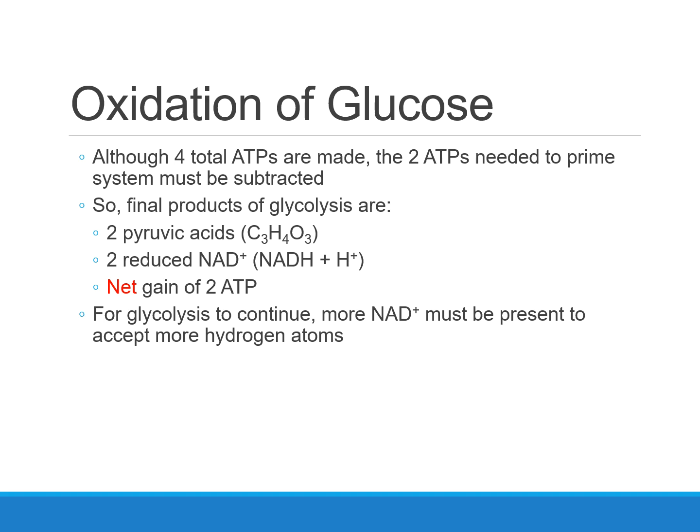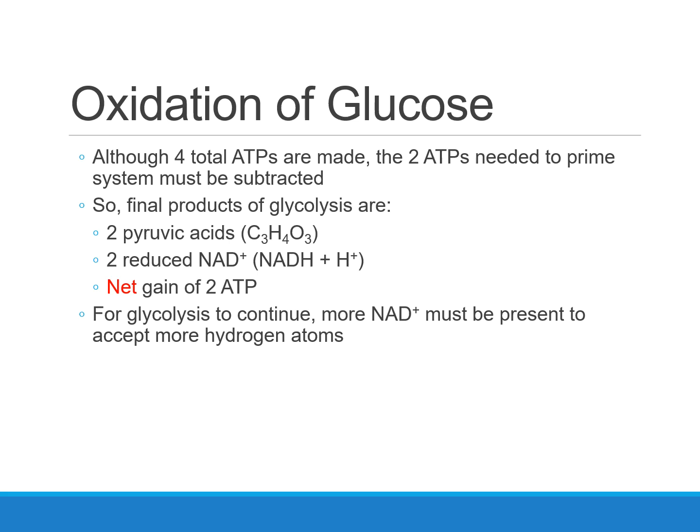Remember, every reaction requires a certain amount of energy being put into the system, and in this case, it was 2 ATP, so we have to pay those back. So what we end up with, the final products of glycolysis, are 2 pyruvic acids. Those are our C3H4O3s. That's 2 from the cleaving of our glucose molecule, 2 reduced NADs, and a net gain of 2 ATP. Notice that I have net in red. Net means how many do I get to use. It's kind of like your paycheck. Your paycheck has the gross amount, and then it has the net amount. The net amount is the amount that you actually get. So we get 2 net ATP off of glycolysis.